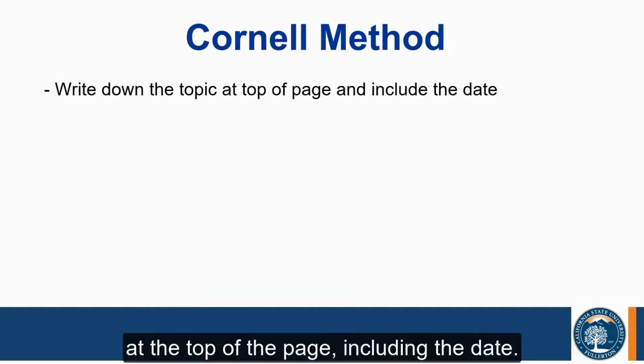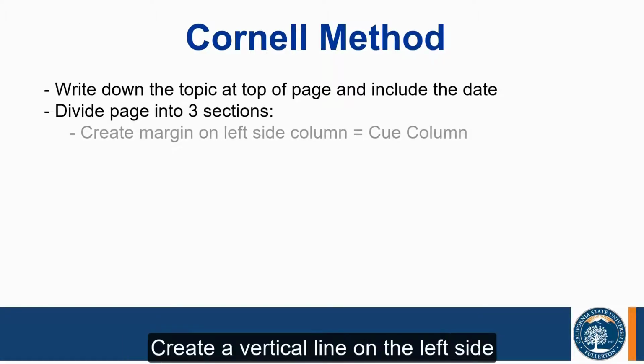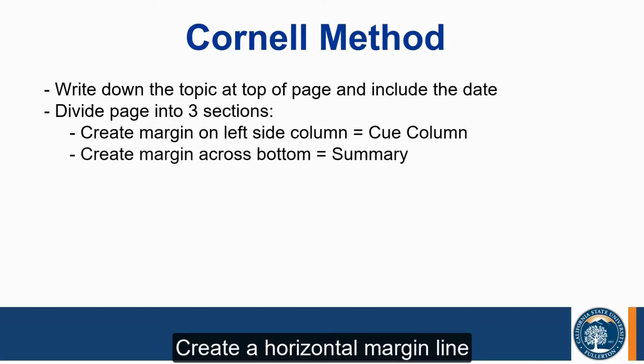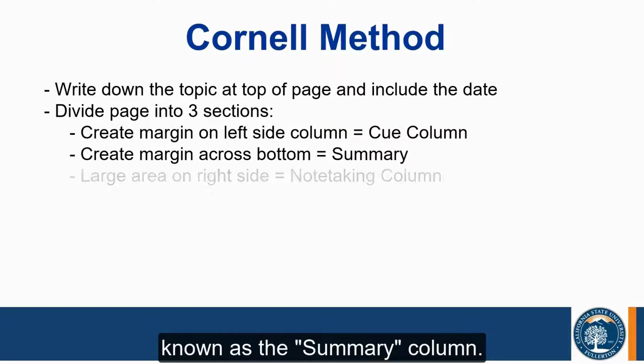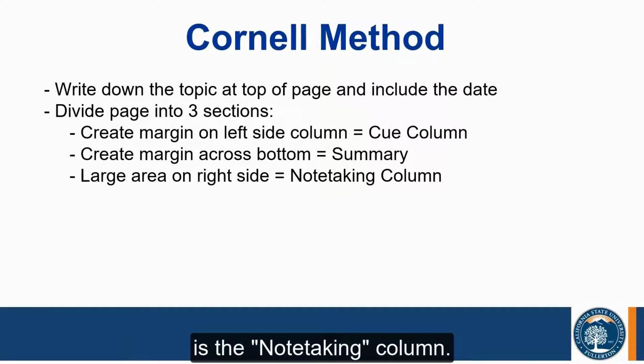Another note-taking format is the Cornell method. This is a very specific page setup beginning with writing the topic at the top of the page, including the date. Next, divide the page into 3 sections, including the following. Create a vertical line on the left side margin column known as the Q column. Create a horizontal margin line across the bottom of the page, about 5 lines from the bottom, known as the summary column. The remaining large area in the middle to right portion of the page is the note-taking column.